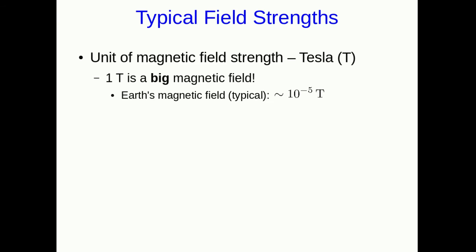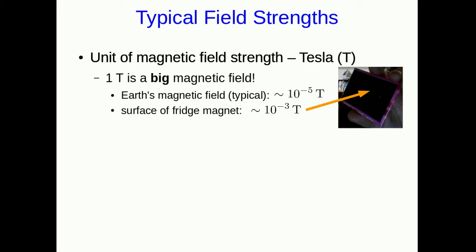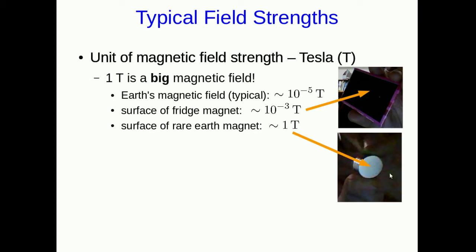The Tesla is a pretty abstract unit. We don't have direct experience of it like we do with, say, meters and seconds. The thing to note is that it's big. You don't very often come across a full 1 Tesla field. Earth's magnetic field is typically in most places about 5 times 10 to the negative 5 Teslas. A fridge magnet right at its surface has a field of about a millitesla. A rare earth magnet will produce a full Tesla, so that tells you that's a strong field.